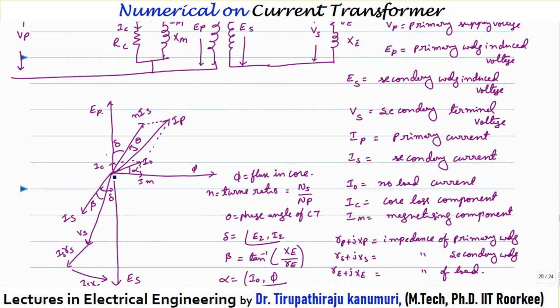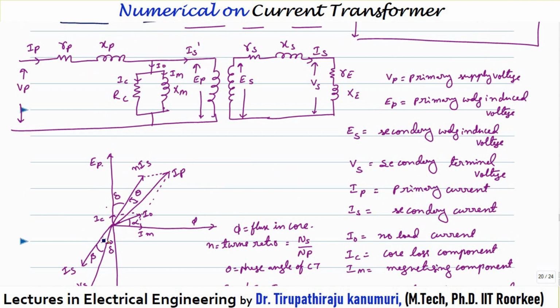Now coming to the current, the secondary current is supplied by the primary. In order to refer to the primary side, it will be N times Is, that is equal to Is dash, where N is equal to Ns divided by Np, the number of secondary turns divided by the number of primary turns. To this N times Is, I have to add the no load component I0, which includes the magnetizing component of the current and the core loss component of current. So this is N times Is plus I0. This I0 is the sum of Im and Ic. That gives my value of Ip.